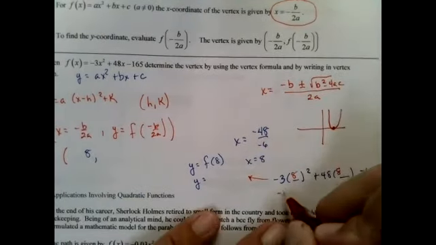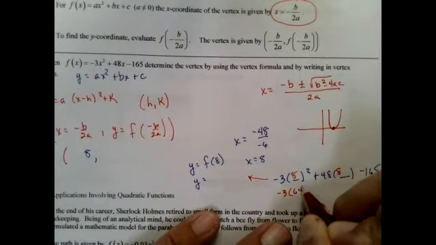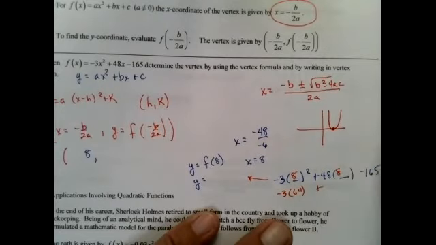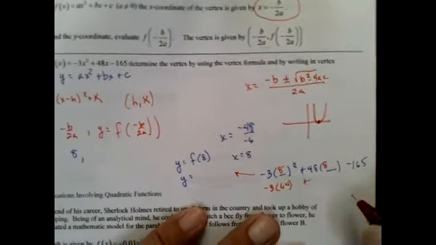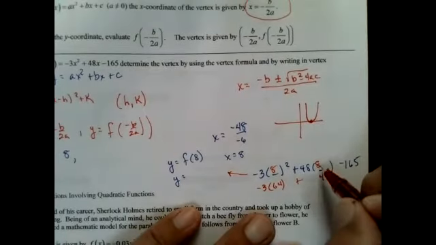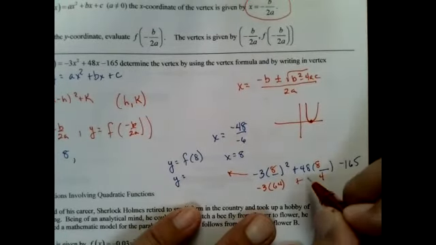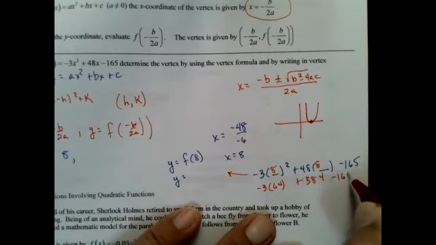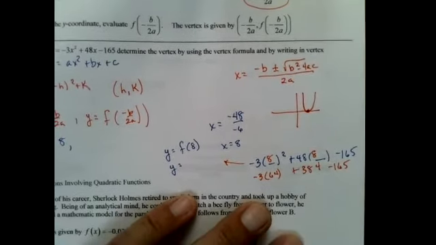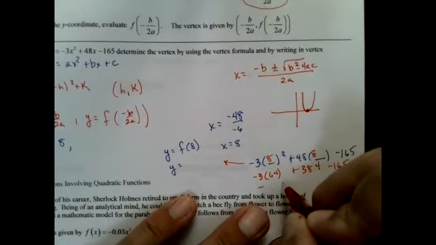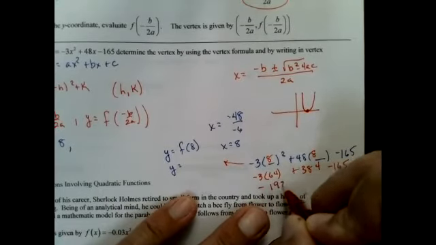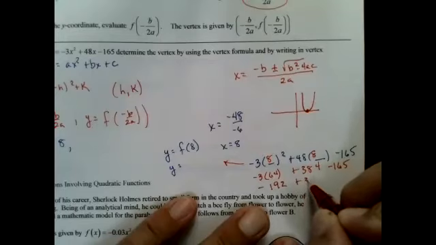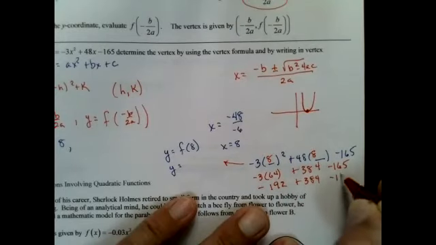Negative 3 times 64, plus 8 times 8 is 64. Carry the 6. 4 times 8 is 32. 384 minus 165. I might actually have to use the calculator. Negative 192 plus 384 minus 165.